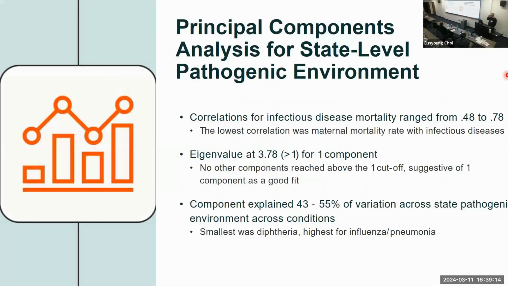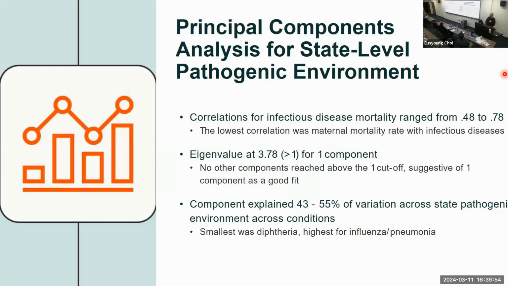So the principal components analysis for the state level pathogenic environment. The correlations for infectious disease mortality range from 0.48 to 0.78. Actually, more were in the upper end of that range. It was maternal mortality that had the lowest correlation across those infectious diseases. But given that they were highly correlated for the most part, we thought this was a good idea to pursue. When we put it through PCA, we got an eigenvalue way above 1, at 3.78, and that was the only component above it. This suggests there was one component, which was confirmed with factor analysis, which also said one factor was pretty good. No other components reached above 1.